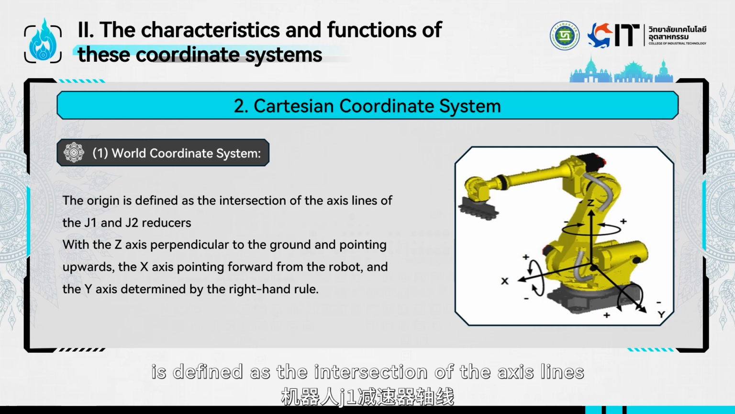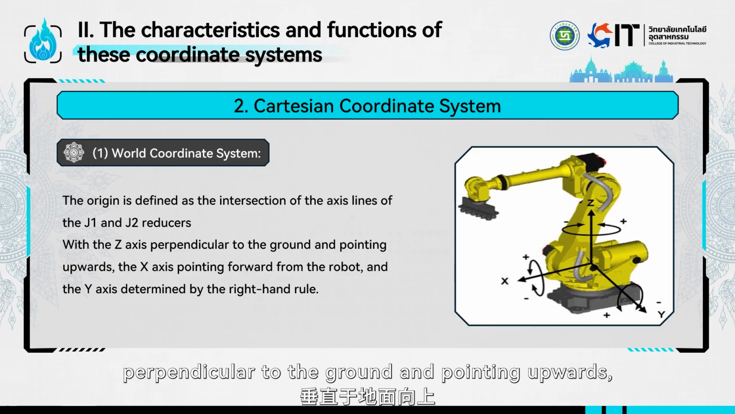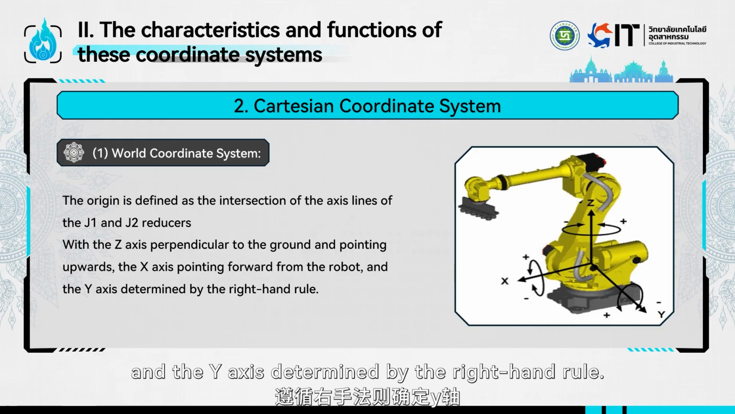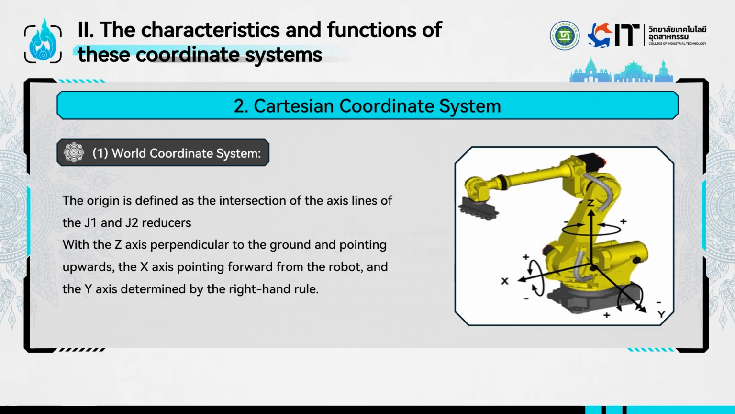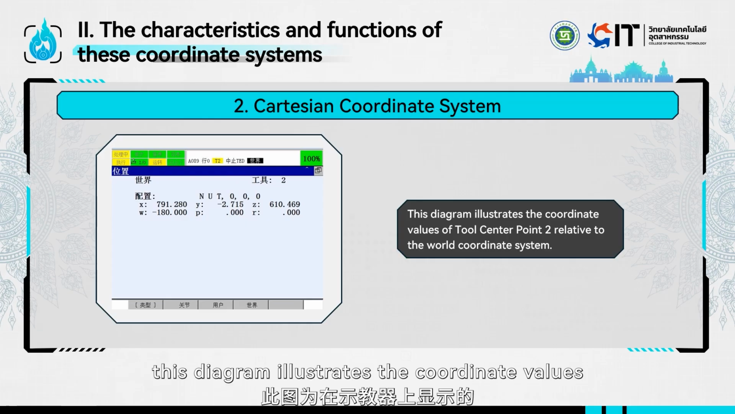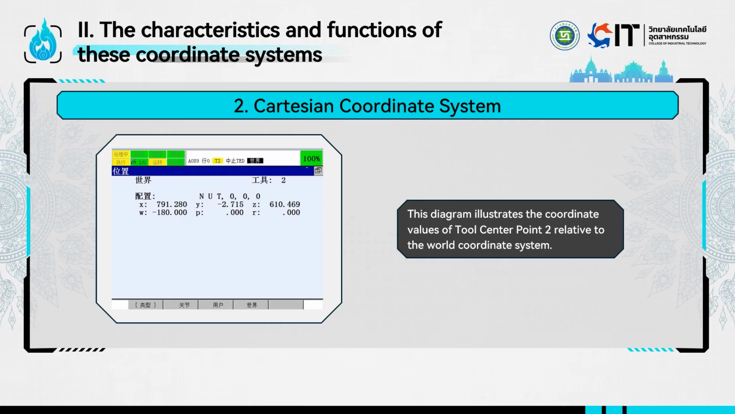The origin is defined as the intersection of the axis lines of the J1 and J2 reducers, with the z-axis perpendicular to the ground and pointing upwards, the x-axis pointing forward from the robot, and the y-axis determined by the right-hand rule, as shown in the figure. This diagram illustrates the coordinate values of tool center point 2 relative to the world coordinate system.